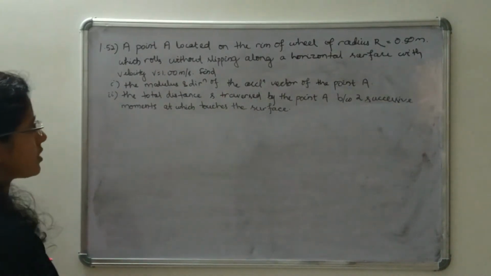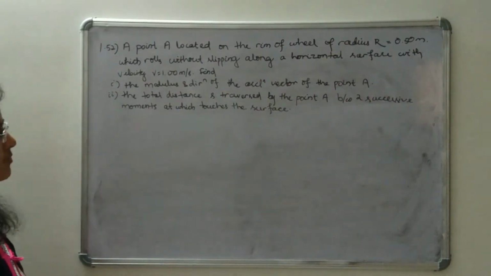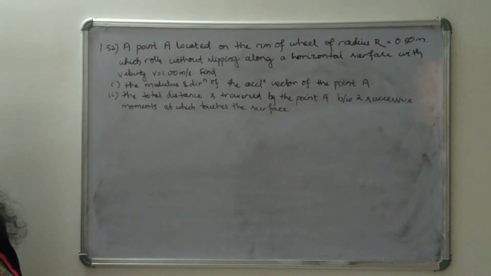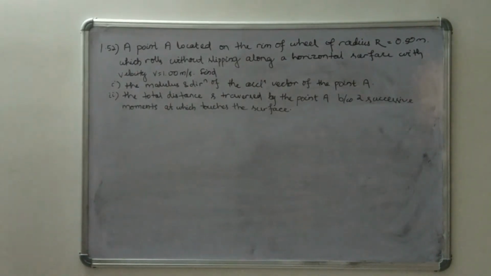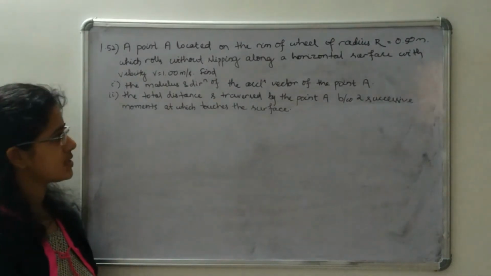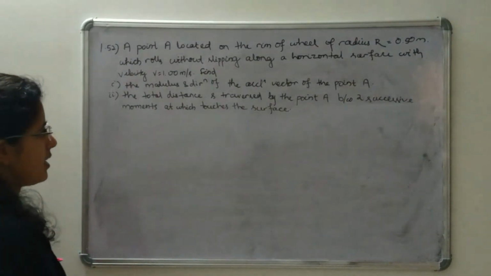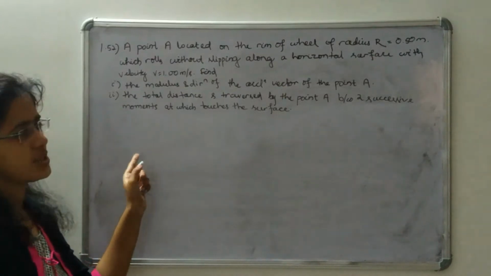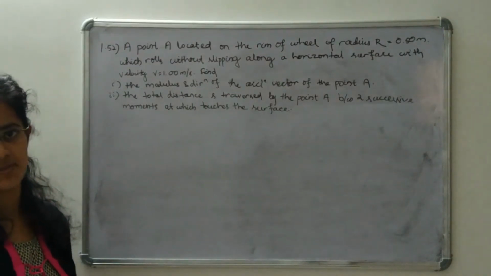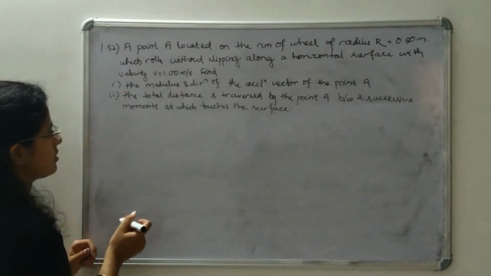0.50 meter which rolls without slipping along a horizontal surface with velocity v equal to 1 meter per second. Find: the first question is the modulus and direction of the acceleration vector of the point A. The second question is the total distance traversed by the point A between two successive moments at which the point A touches the surface.